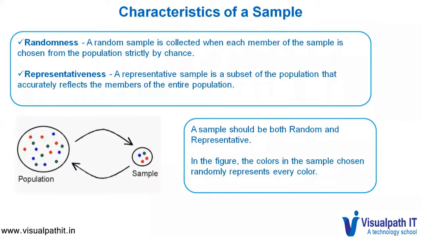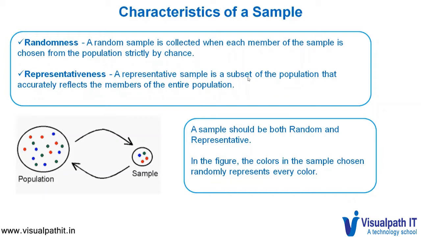Now, let's look at a sample with some example. First and foremost, a sample which is being picked from a population should have two important characteristics. One is randomness, the other is representativeness. A random sample is collected when each member of the sample is chosen from the population strictly by chance. And a representative sample is a subset of the population that accurately reflects the member of the entire population.